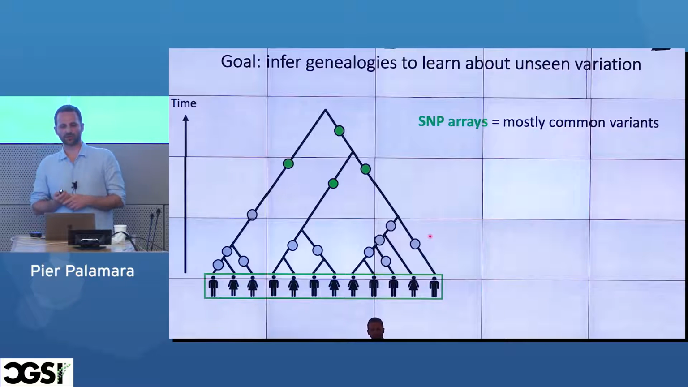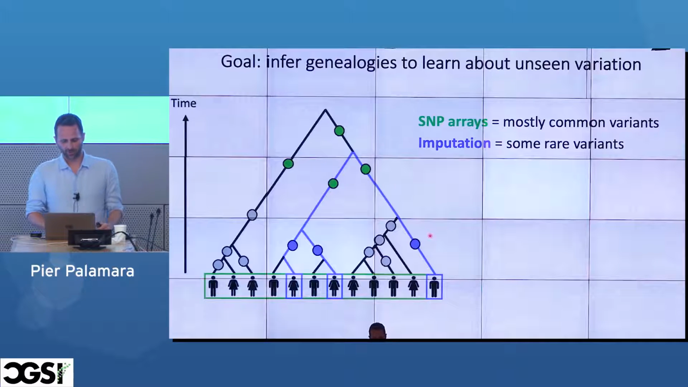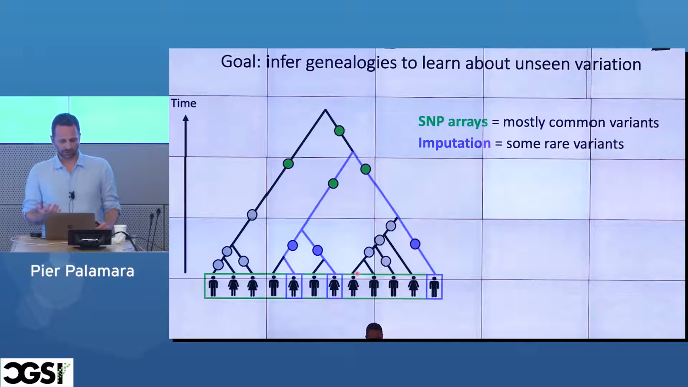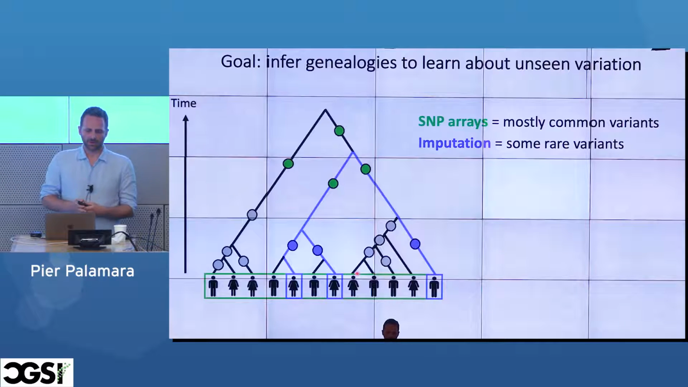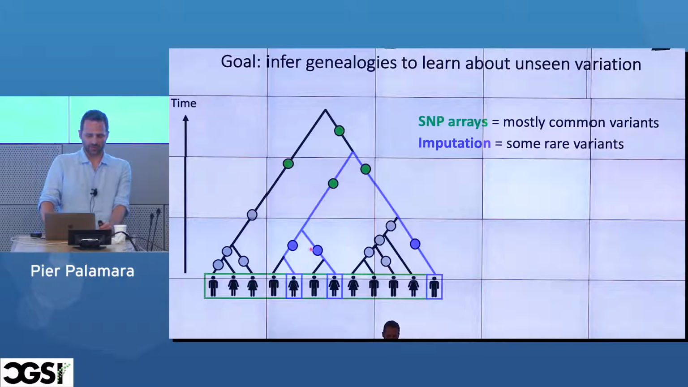So a common solution to this is you go and sequence some people. So you have an imputation panel, a reference sequencing panel that you can use to impute the other samples. And this gives you access to more variation. But the problem here, besides the fact that you have to sequence, is that you won't see all the variation because all you see is what you have sequenced. If you haven't sequenced a variant, you can't impute it.